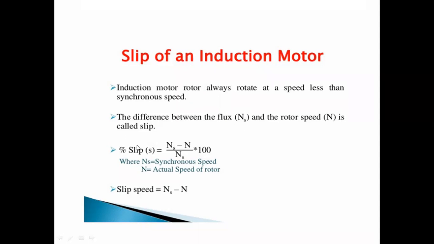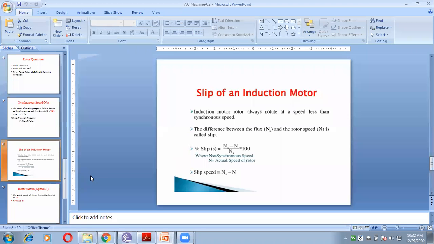we call the slip. The formula for slip is s = (ns - n) / ns. Using this we can calculate the slip speed, which is nothing but ns - n, the synchronous speed minus the actual speed. And this slip s we can calculate as (ns - n) / ns × 100. So these are the speeds and the slip of induction motors.